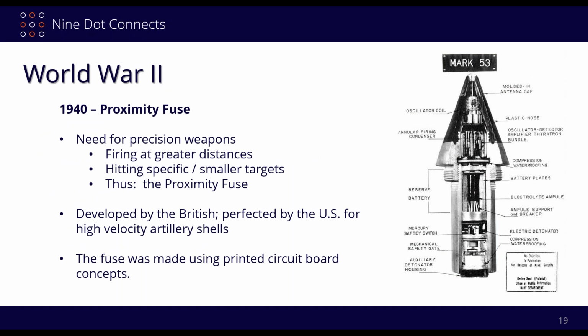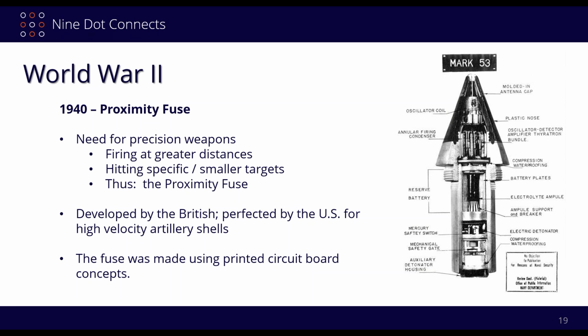And you're going to see that here now. So during World War II, the very first use of a printed circuit board, as we know it today, was in something called a proximity fuse. The proximity fuse was a concept for weapons that now had to fire at greater distances. So we're no longer lobbing cannonballs at each other. We're now firing at targets in the sky, like aircraft that are miles above or thousands of feet away. So we not only want to fire at greater distances, we need to hit very specific or smaller targets. And so that's when the British came up with the concept of the proximity fuse.